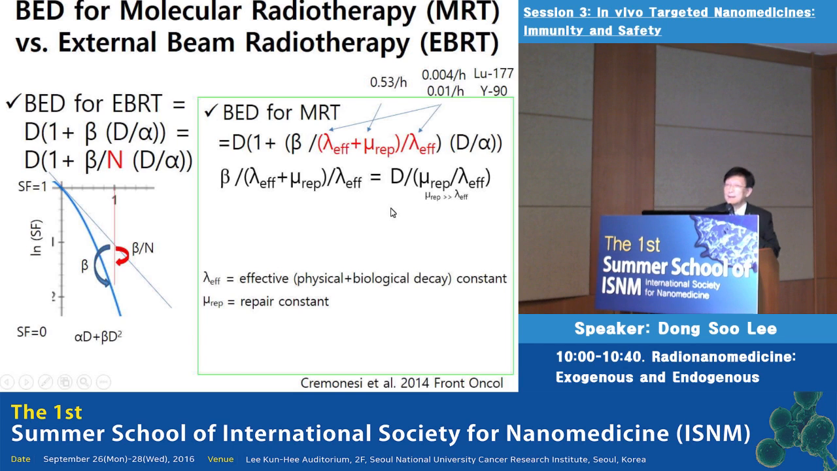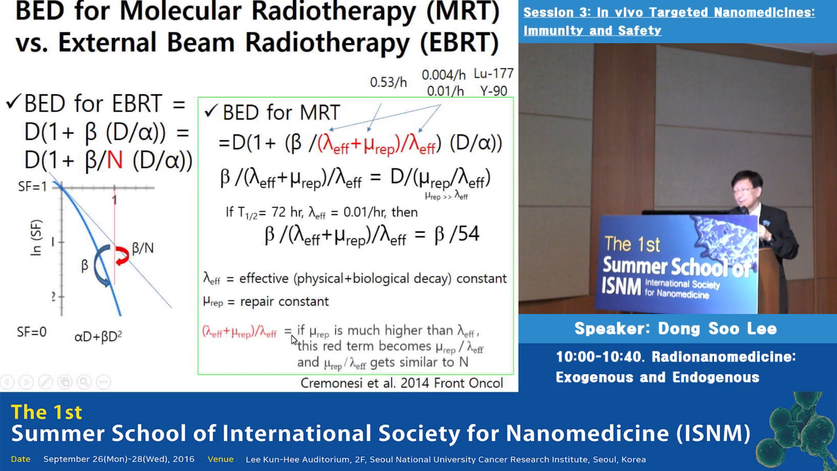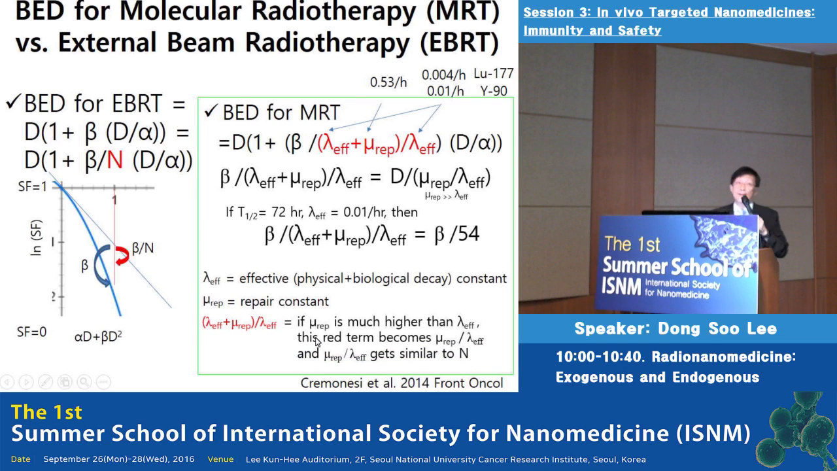Let me just calculate. If T half is 3 days and lambda effective is 0.01 per hour, then beta is divided by 54. So we are doing the same thing, but the situation is different. The radiotherapeutic drugs are already in the body, and they are decaying or being excreted. So that's a very brief summary of molecular radiotherapy and its effect.